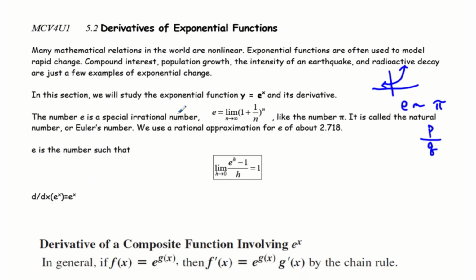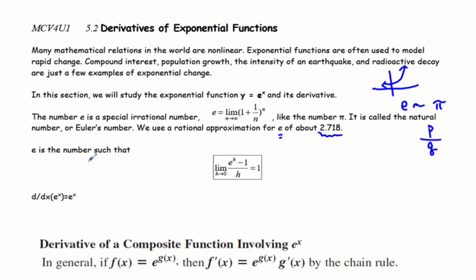And e is a special irrational number like pi, and e is the limit as n approaches infinity of 1 plus 1 over n, to the exponent n. It's called the natural number or Euler's number. We use a rational approximation for e, which is 2.718, and if you look at your calculator, you will find this e button on your calculator. So just like pi, you just click on e, then the calculator will give you the value of e, so you don't have to memorize this one.